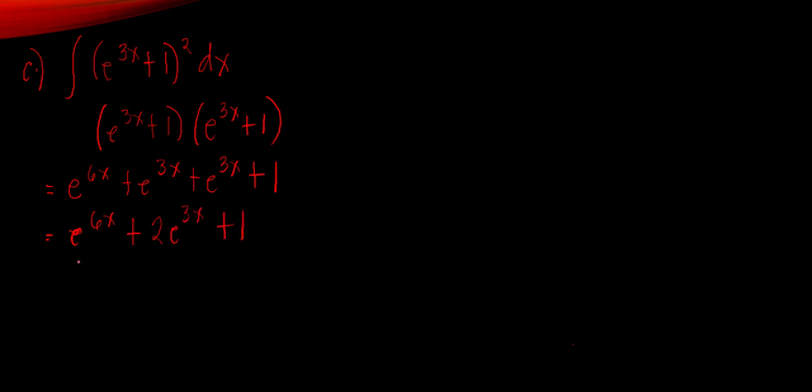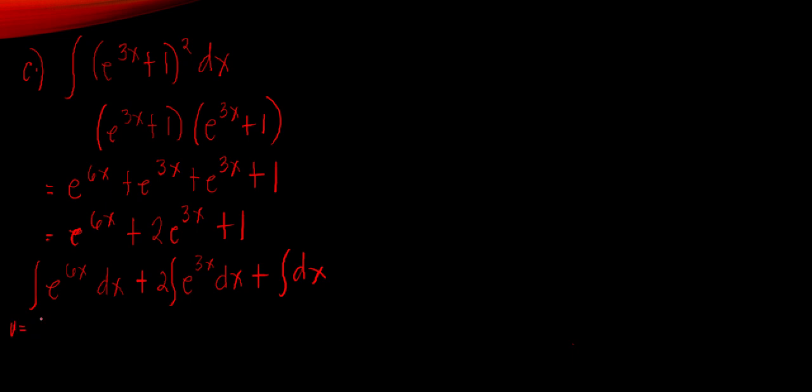So from here, this is our new function, and we can apply our sum rule. So the integral of e raised to 6x dx plus the integral of, let's isolate the constant, e raised to 3x dx plus the integral of dx. I did not write the 1, dx only. So, from here, let's use u.